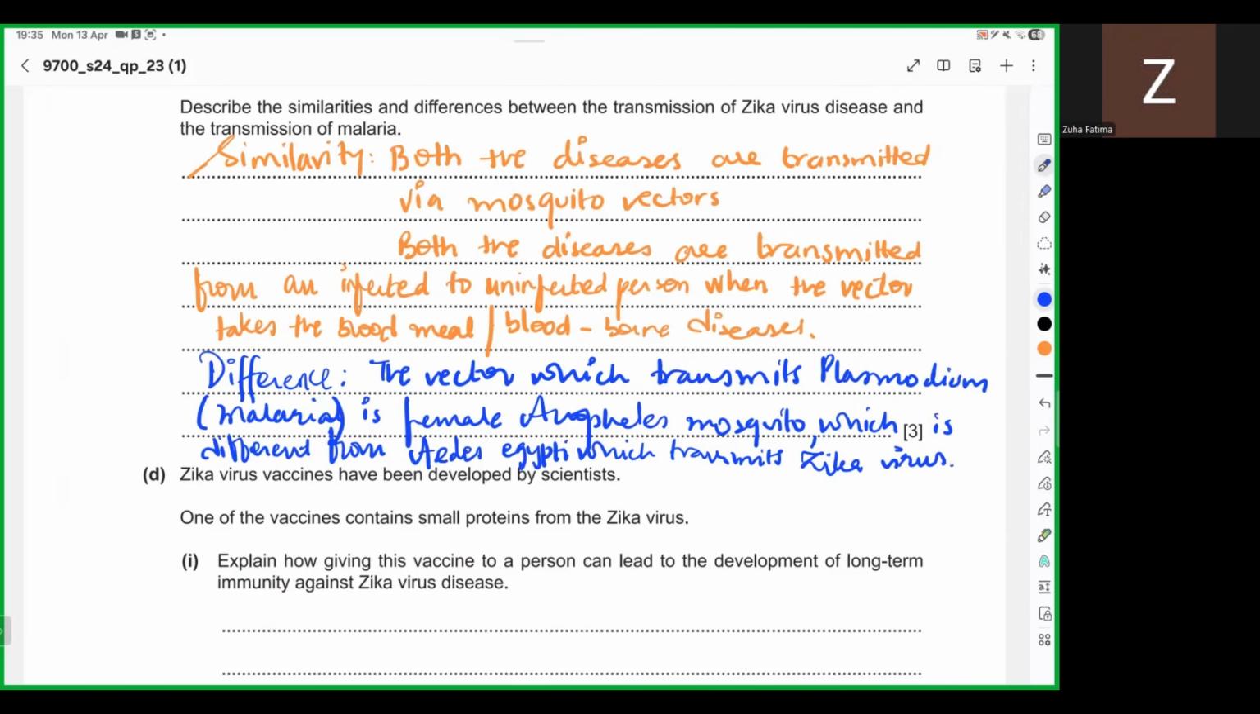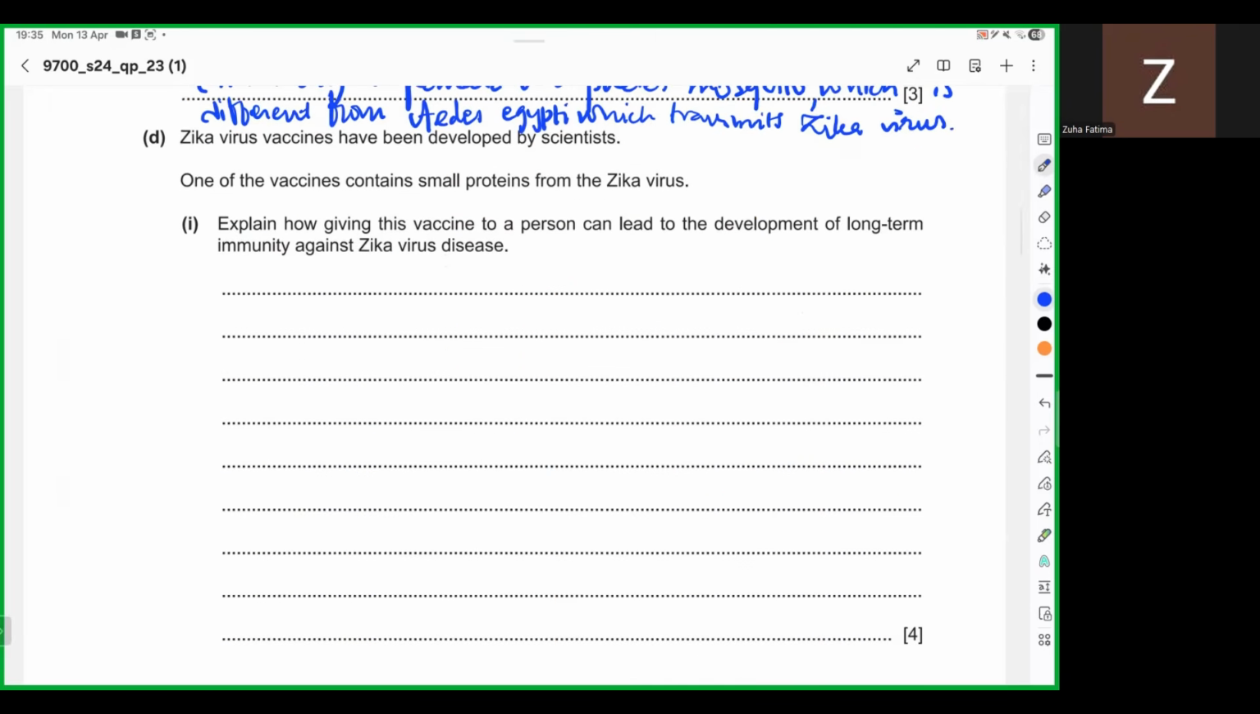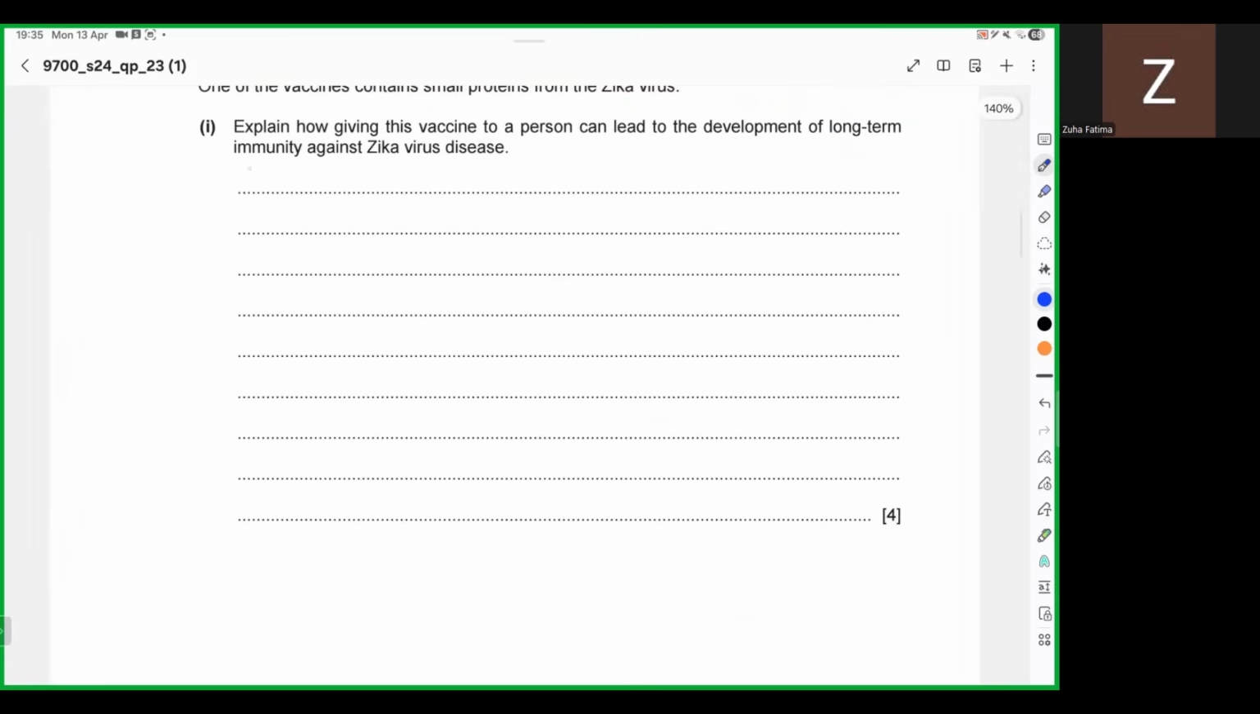Zika virus vaccines have been developed by scientists. Explain how giving this vaccine to a person can lead to the development of long-term immunity against Zika virus disease. So the Zika virus vaccine would contain the Zika virus antigen, which would trigger an immune response.